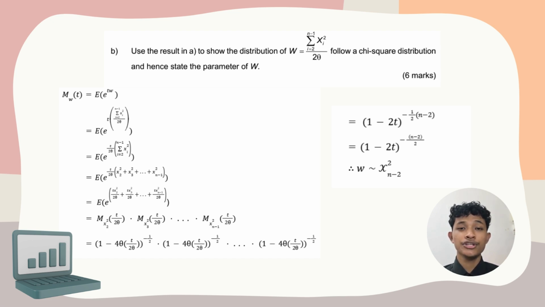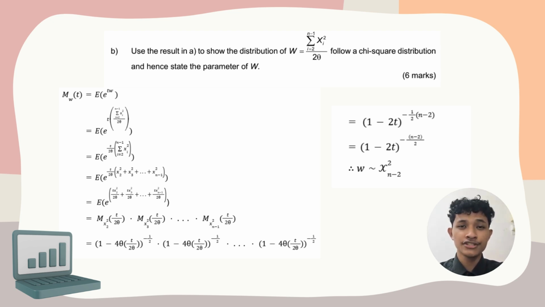So firstly, we need to find the moment generating function of W, which is the expected value of e to the power of tW. And then we will replace W with the summation of Xi squared over 2 theta, from i equals 2 to n minus 1. Then we will separate the 2 theta and it becomes t over 2 theta. So the expansion of the summation of Xi squared will be X2 squared plus X3 squared and so on until X n minus 1 squared. And from there, we can expand it with t over 2 theta.